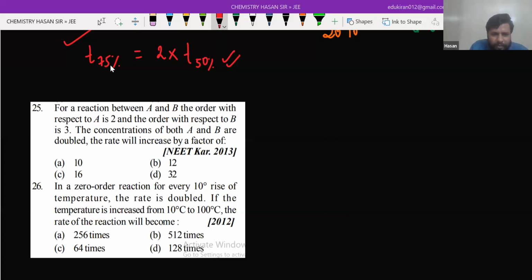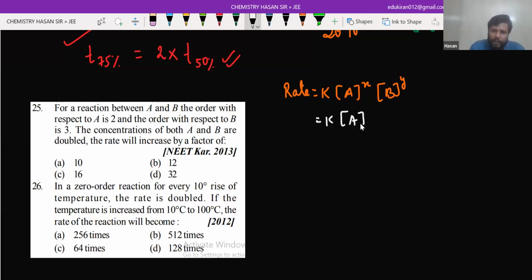See, I'm going to show you. Rate is equal to K into reactant A raised to the power, let's say X, and B raised to the power, let's say Y. When you read the question, you will find that with respect to A the order is 2, and with respect to B the order is 3. This is the rate R.